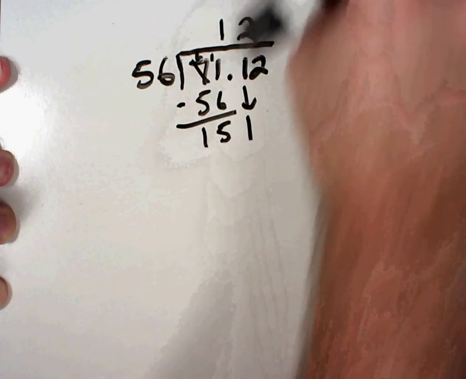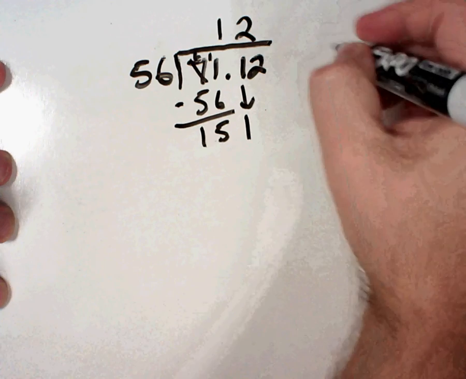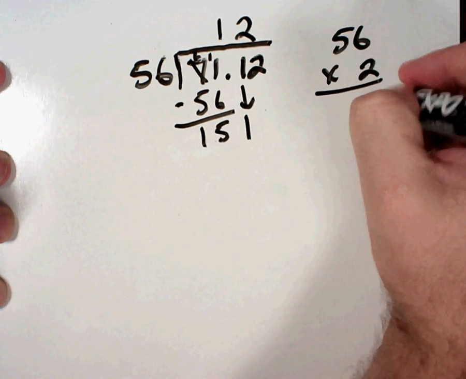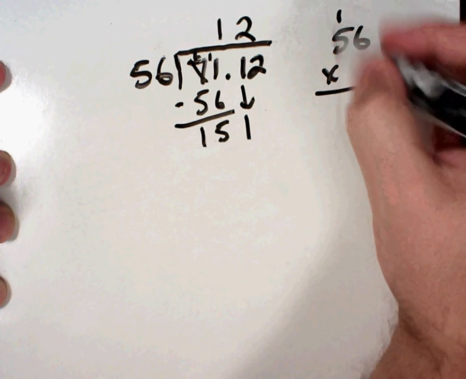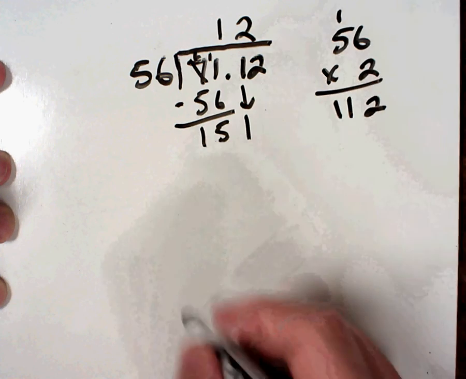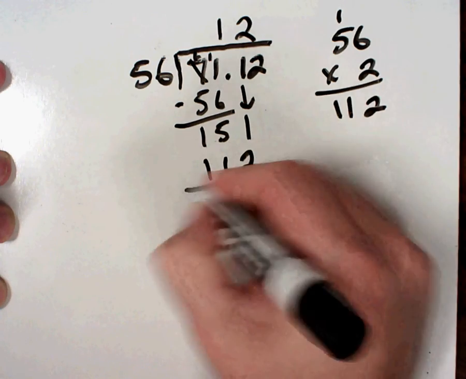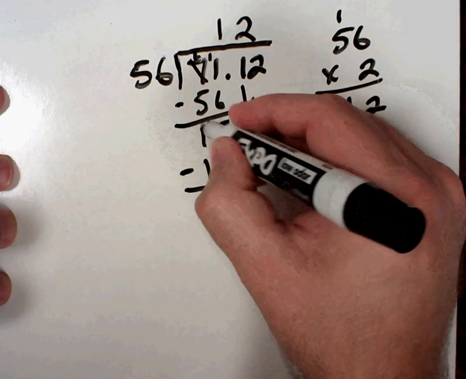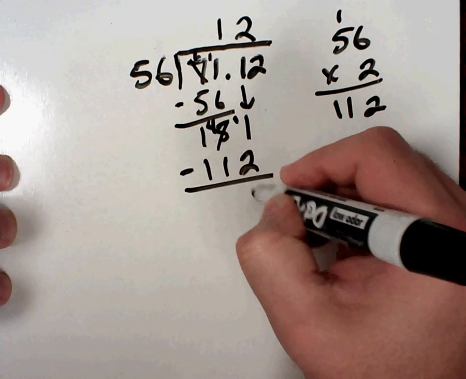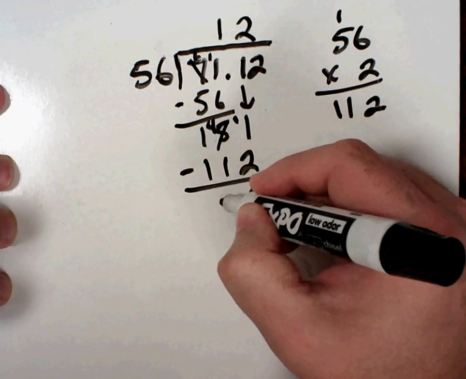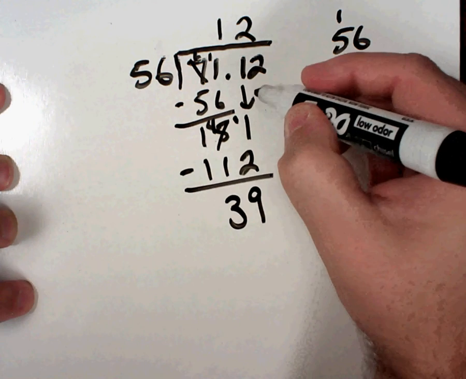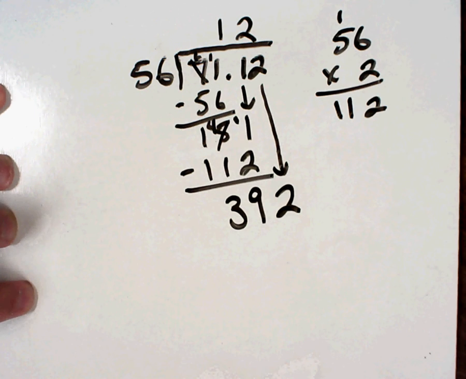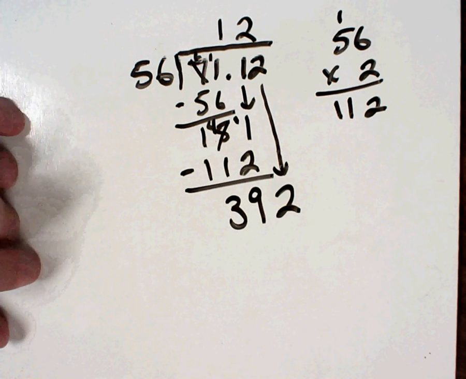I'm going to erase that because I need the workspace. All right, so 56 times 2. 6 times 2 is 12. Carry my 1. 2 times 5 is 10. Plus 1 is 11. Minus 2 is 9. 4 minus 1 is 3. Pull down my 2. Now, as I stated previously, we're going to get whole numbers on our answers.